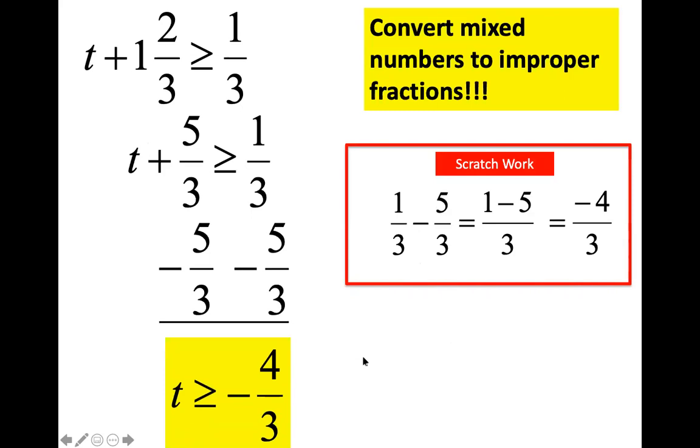Now, here's the only nice thing about this: I don't care that it's a fraction, right? It's just the number that goes in the middle. So -4/3 goes in the middle. Let's see, a closed circle, and t is greater than, so the number's to the right. Okay, so the key here was that I made an improper fraction first.